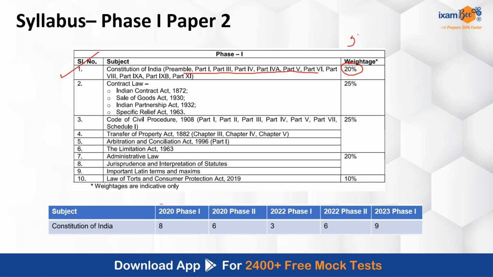There are 50 questions in total. So from here you can expect somewhere 10 questions. And if you see 2023 recruitment, there were 9 questions from constitutional law. So let's start with the discussion of previous year questions.